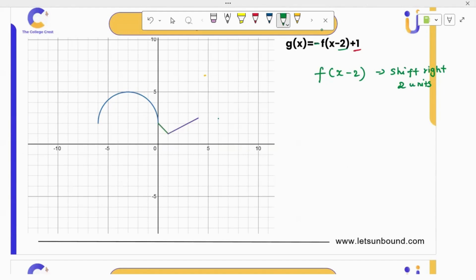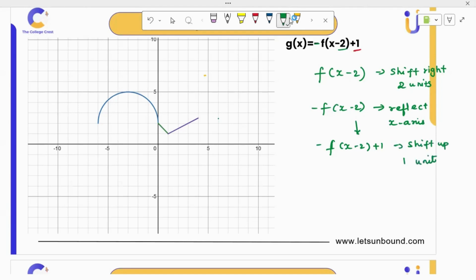Then negative f of x minus 2 means reflect over what axis? Outside means x-axis reflection. Actually, it's vertical, so don't just think x-axis. I'm reminding you. Then plus 1: negative f of x minus 2 plus 1 means this should be shifted up 1 unit.